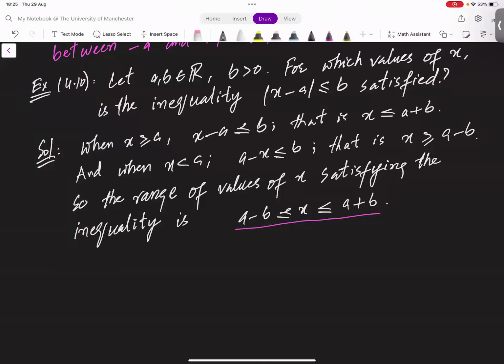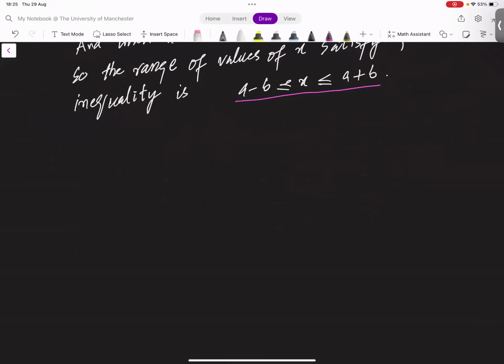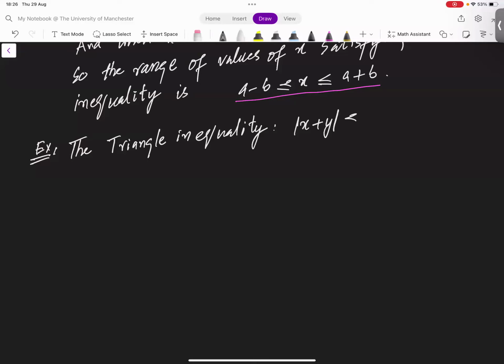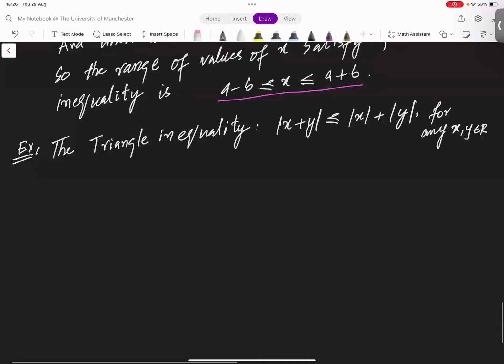In a similar fashion, we can talk about the triangle inequality, which is: mod of x plus y is less than or equal to mod of x plus mod of y, for any x, y in real.